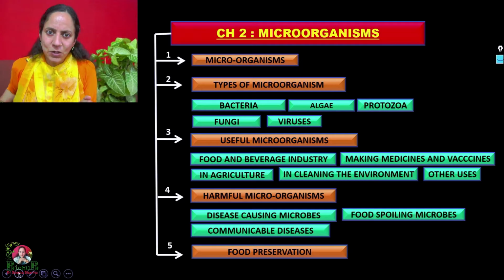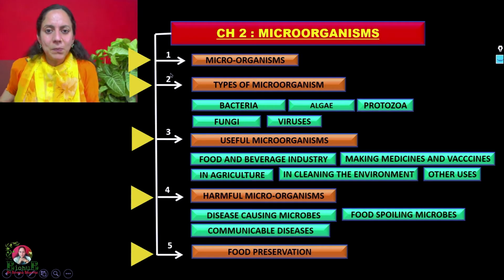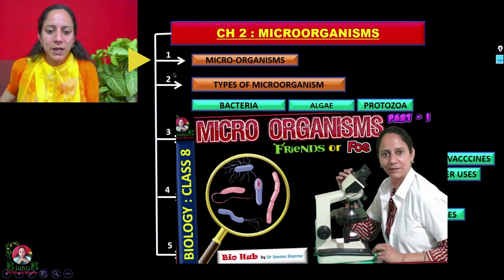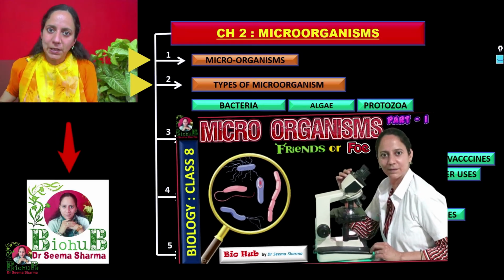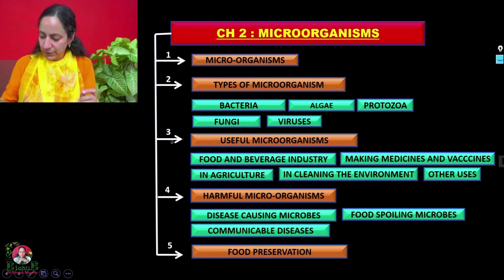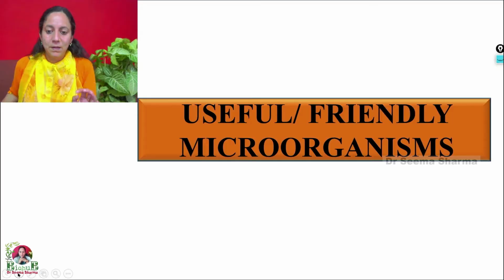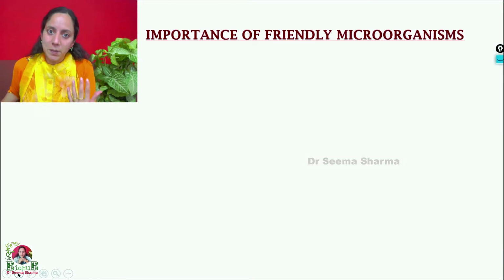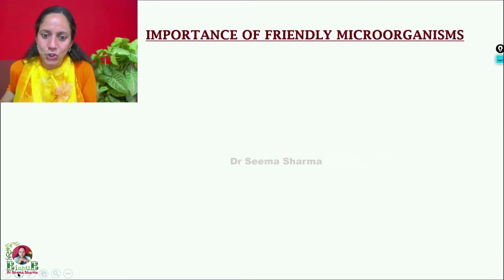This is the journal layout of the chapter. It is divisible into 5 parts. I have already uploaded one video in which I have covered segment number 1 and 2, and for detail you can watch that video on my channel BioHub. In this video I'm going to cover segment number 3, and it is about useful or friendly microscopic organisms. What is their importance in human life? Let's understand that with the help of a flowchart.